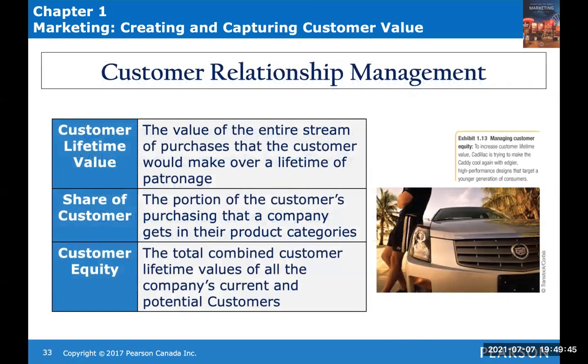We spoke about customer lifetime value. I think this is what I was talking to you about, in the sense that you look at the value of the entire stream of purchases that the customer would make over a lifetime. All right.